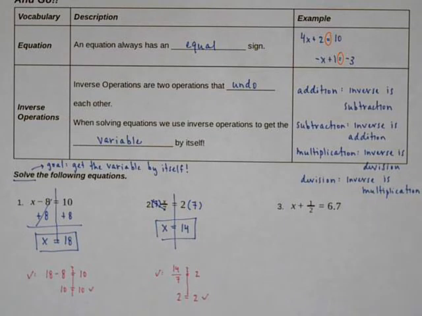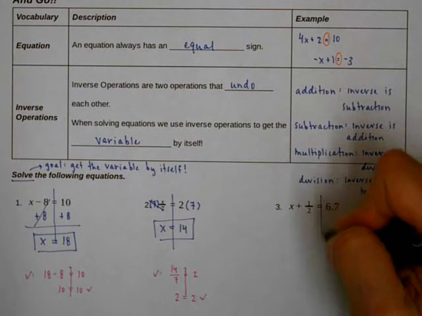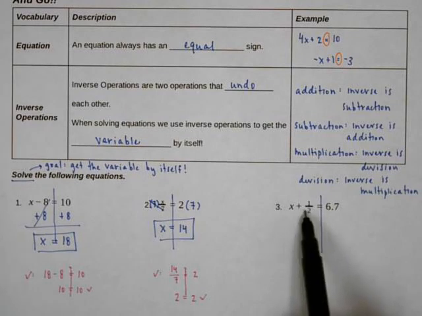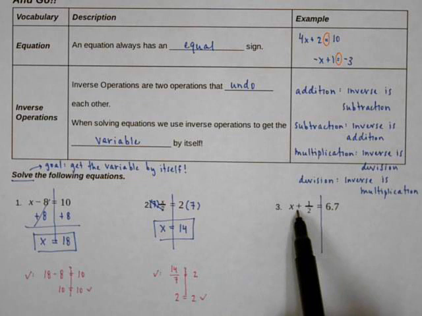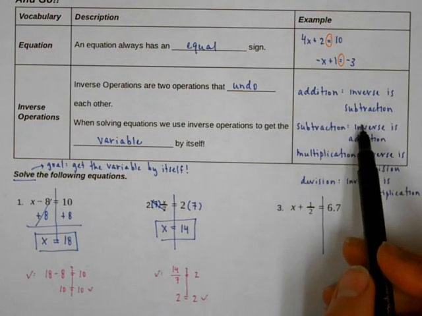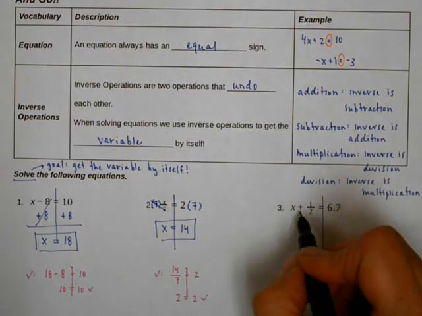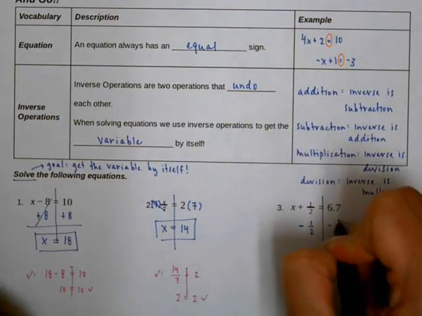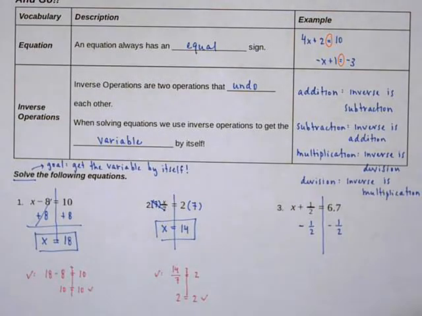All right, last one. Okay, remember, I'm solving, so the goal is to get x by itself. Here I can see that 1/2 was added to my variable. I need to undo that so I can get my variable alone. Again, for addition, my inverse is subtracting. So instead of adding 1/2 here, I'm going to subtract 1/2 from both sides.